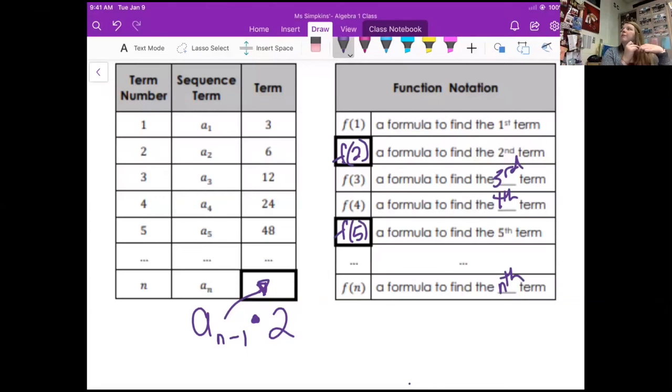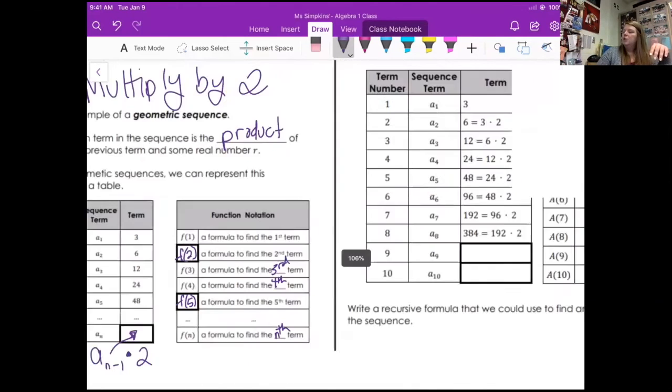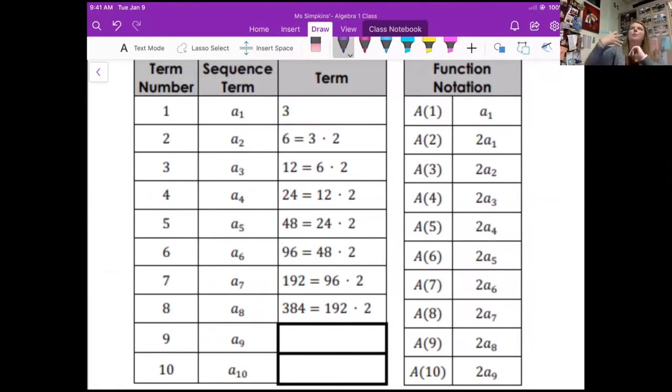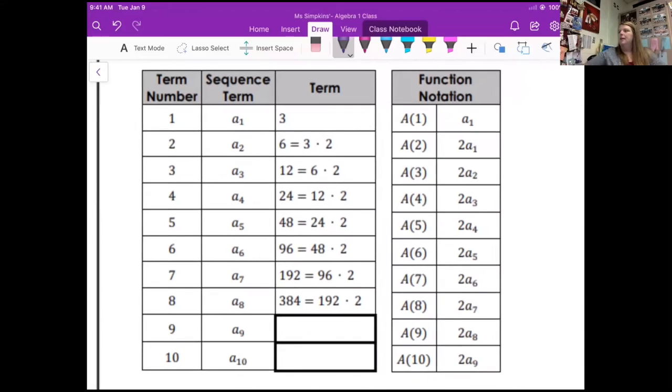So for the first part of this, we're going to be looking for the 10th term. So we know 1, 2, 3, 4, and 5, 3, 6, 12, 24, 48. So we're going to look recursively first, meaning basing it on the previous answer. I want you to look at that table and I want you to find the 9th and then find the 10th. So this, it goes 3, 6, 12, 24, 48, 96, 192, 384.